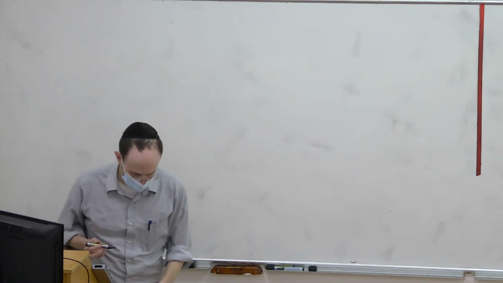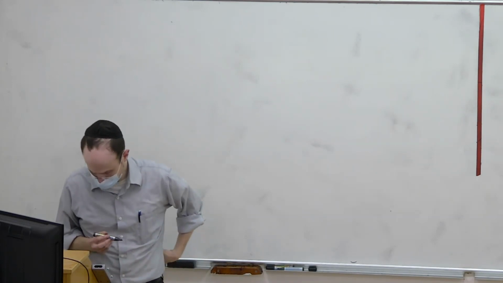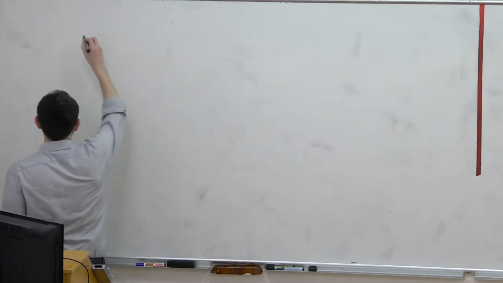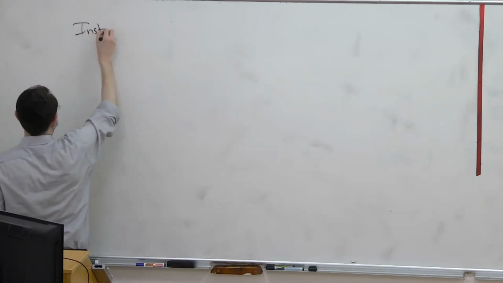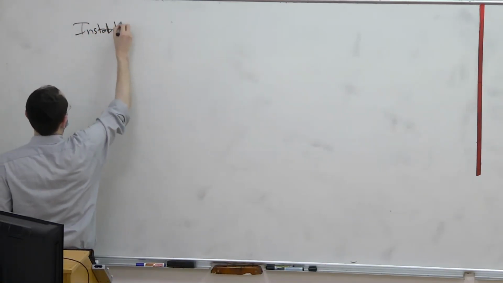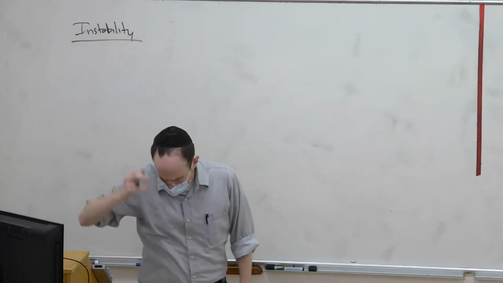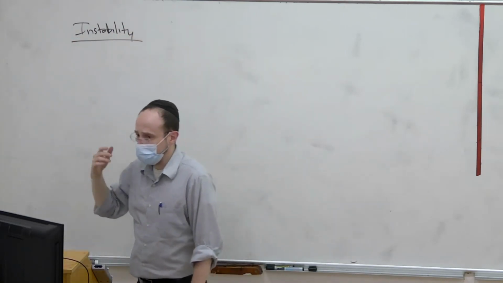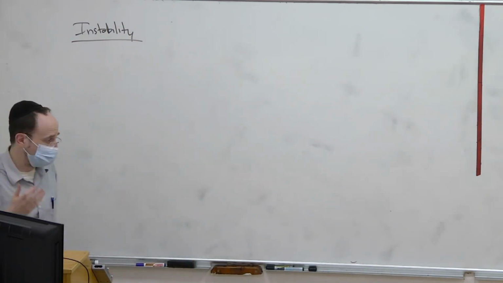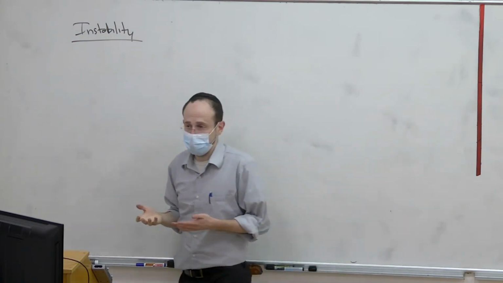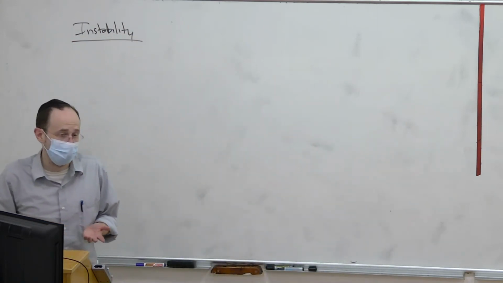Okay, fine. So let's continue. Now we want to talk about instability. Okay, so we mentioned in terms of flow control that one of the ways of modifying the separation location is to induce a transition to turbulence.